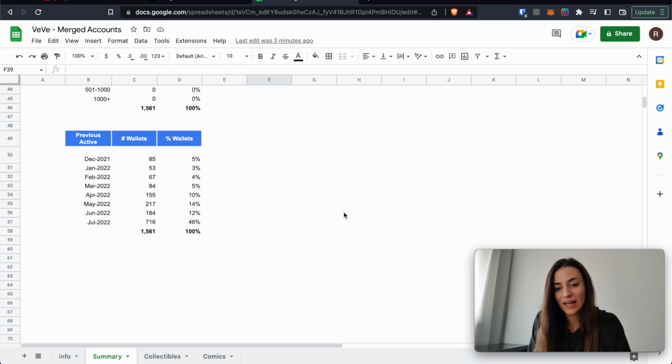The last thing I looked at was the distribution of those wallets that were merged, by their last activity. Most of those wallets actually have been active right before the KYC, so in July. But we also have some wallets that have been merged that haven't been active since December 2021. So I thought this was also quite interesting to see, that there were wallets that didn't show any activity for 6 months, and they weren't KYC'd, but now people merged those accounts to their main wallet.